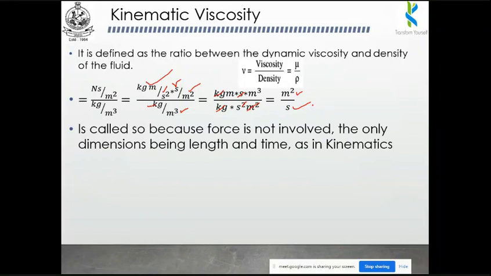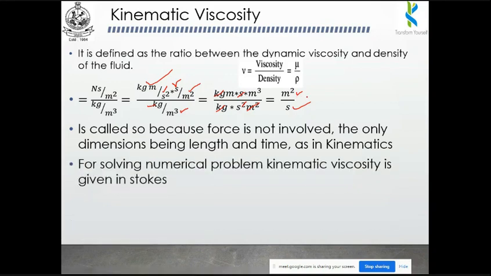Because force is not involved here, there are no forces, and the only dimensions are length and time. For kinematics we have only length and time, so that is why it is marked as meter square per second. It will also be denoted in the unit called Stokes. In a few problems you will have kinematic viscosities in the unit called Stokes, so you have to convert this unit into meter square per second.